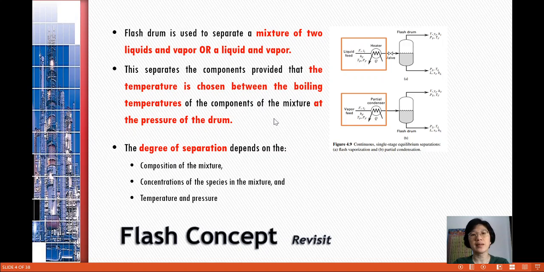So this separates the components provided that the temperature is chosen below the boiling temperature of the component, and of course at a certain pressure. The degree of separation depends on, first, the composition of the mixture, second, the concentration of certain species in the mixture, and third, the temperature and pressure of the flash drum.